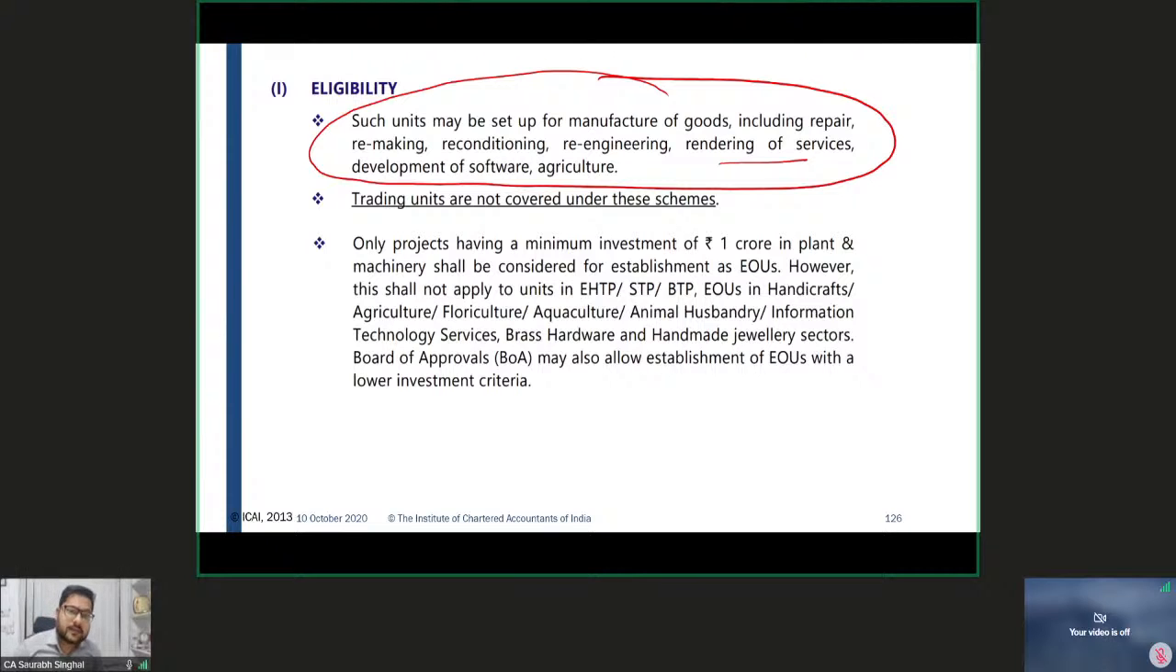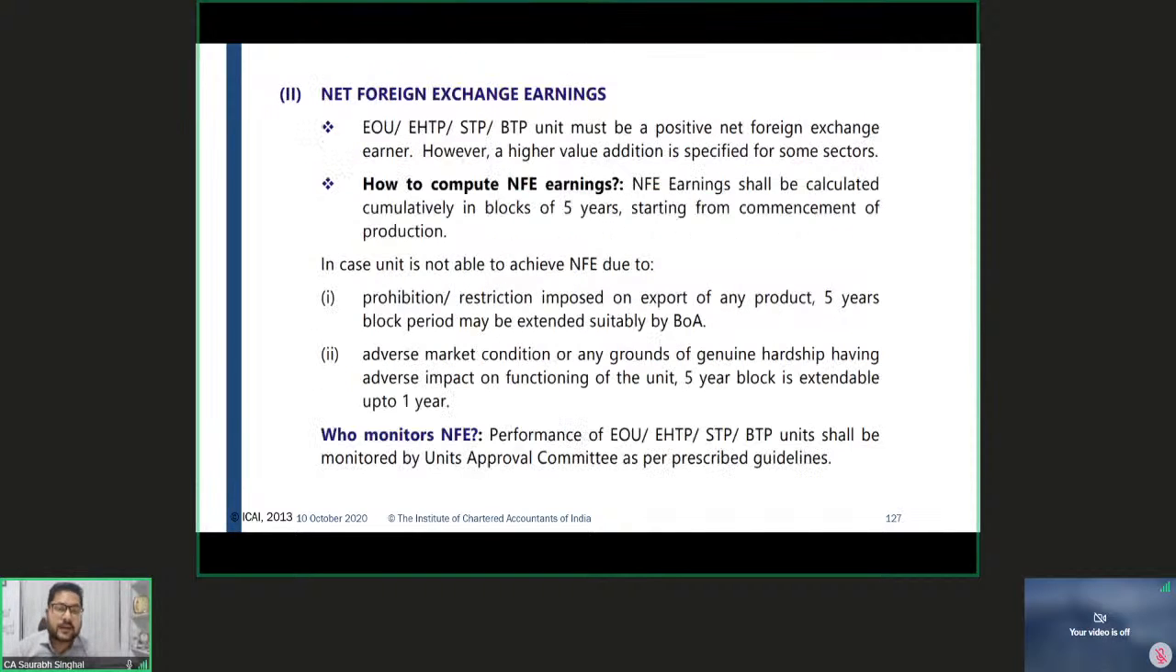If you are merely a trading concern, you can't have this status. So you apply with the Board of Approval with the necessary conditions to be satisfied and you get this status. Basically, these units are units which are primarily oriented towards exports. So these units primarily are engaged in exports of goods manufactured in India or export of services provided from India.